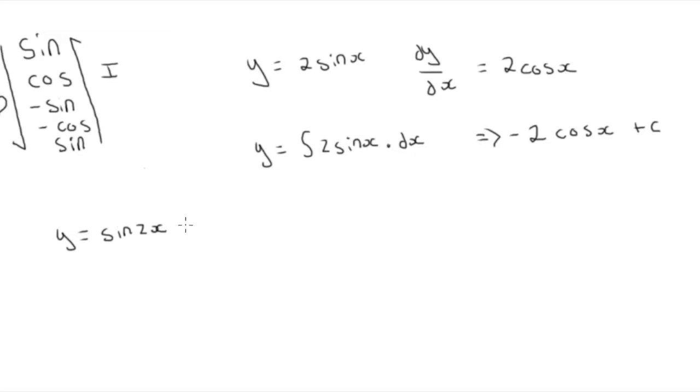So y is sine 2x, if you want to differentiate that, dy by dx, you have to bring the coefficient to the front, kind of like a power. So it'd be 2, and then the differential of sine is cos. That stays as a 2x.